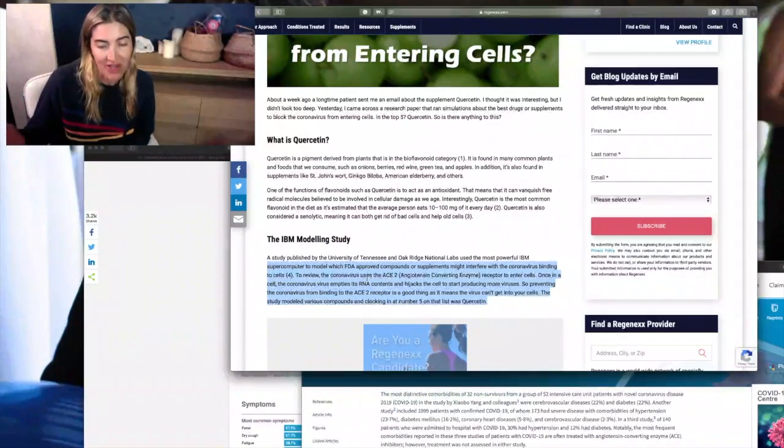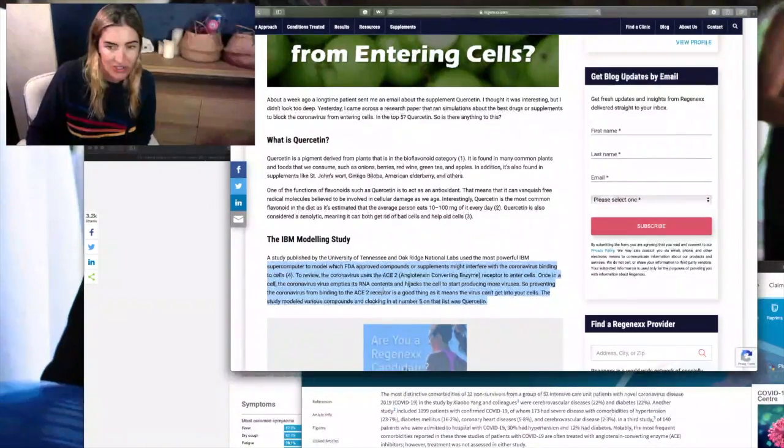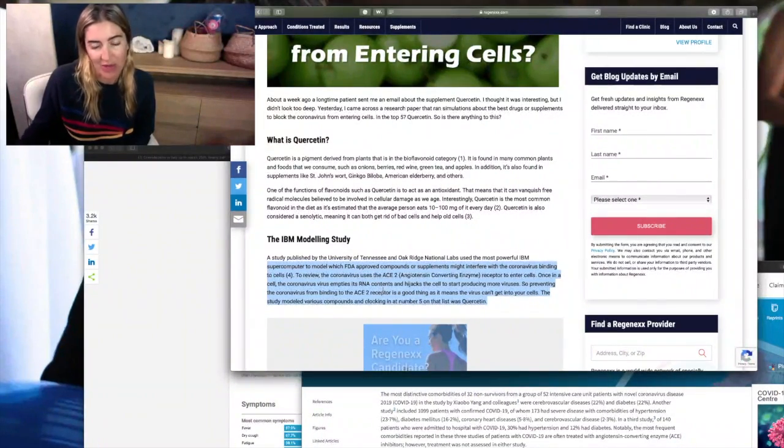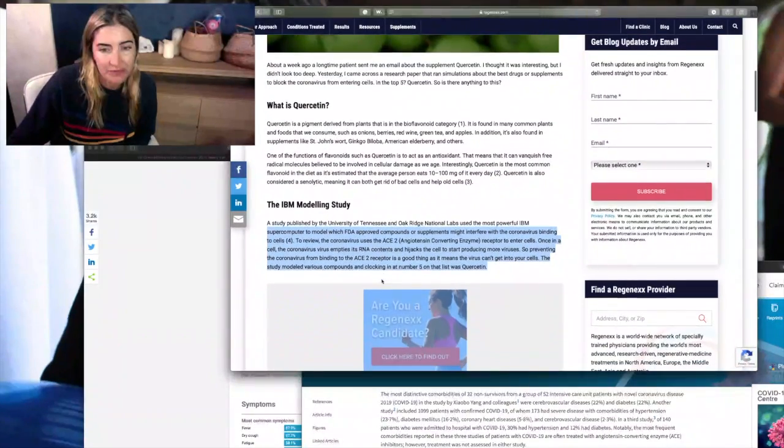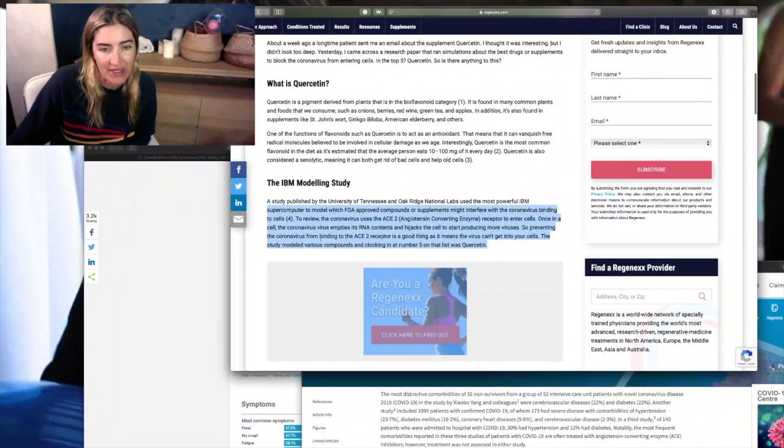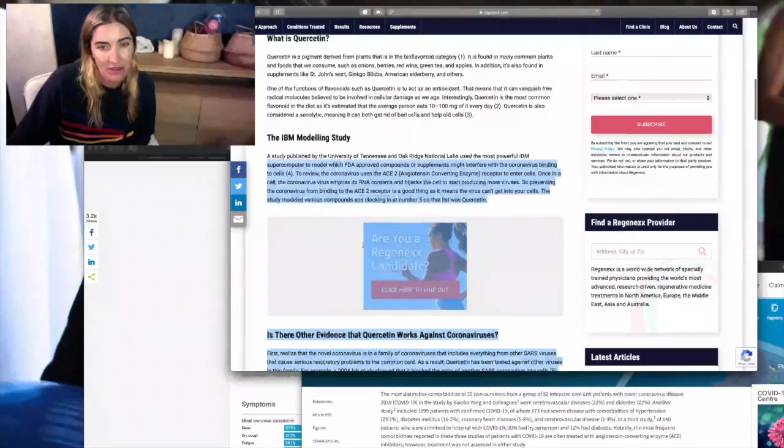To review, the coronavirus uses the ACE2 receptor to enter cells. Once in a cell, the coronavirus empties its RNA and hijacks the cell to produce more viruses. So again, this is speaking to what you don't want to take, which is those drugs that are ACE2 inhibitors, which become upregulators. Anyway, preventing the coronavirus from binding to the ACE2 receptor is a good thing, as it means the virus can't get into your cells. The study modeled various compounds, and clocking in at number 5 was quercetin. So that was a computer match to this.